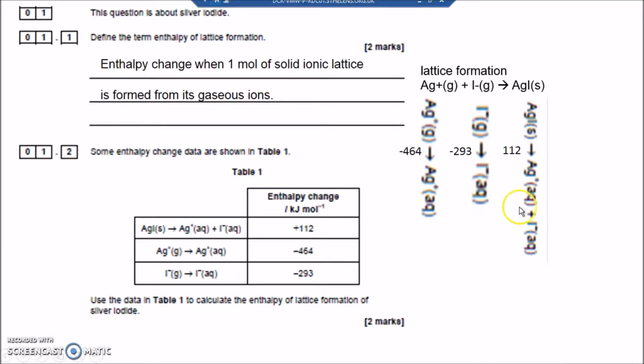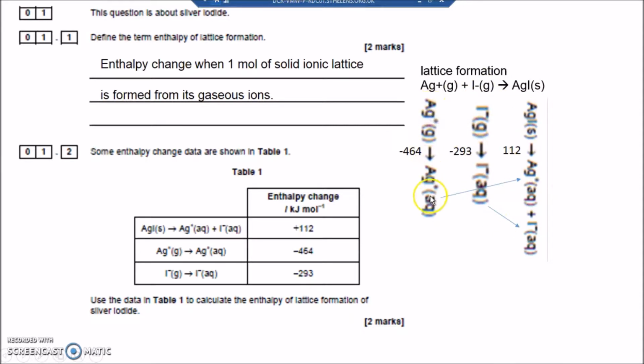Now, how are we going to link these together? Ag+ aq going to Ag+ aq, from here to here is nothing because it's the same thing. I- aq going to I- aq, from here to here is nothing because it's the same thing. So if I come through from here round this way, a process called Hess's law, where the enthalpy change is independent of the route taken, instead of going straight across from here to here, I can come round here and round here, and then I can go up this way.